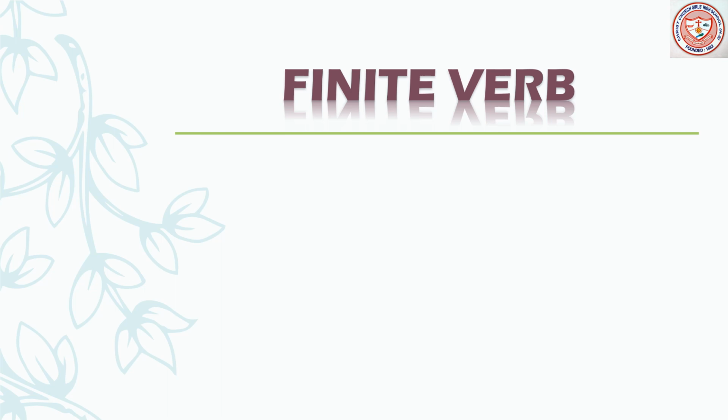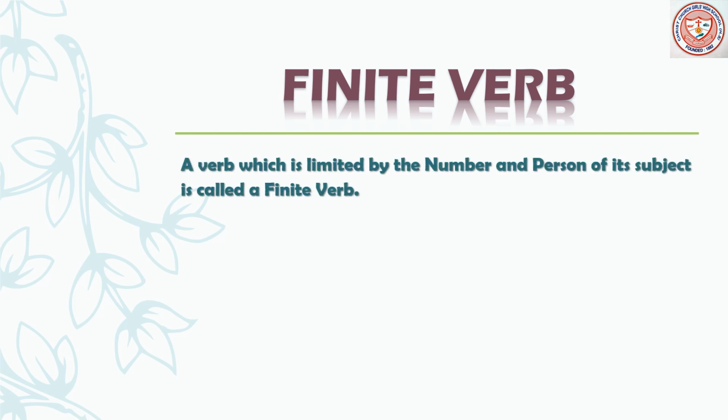What is finite verb? A verb which is limited by the number and person of its subject is called a finite verb. That means a finite verb is a verb that has a subject. This means that it can be the main verb in a sentence. It shows tense like past, present, or future, or numbers like singular and plural.